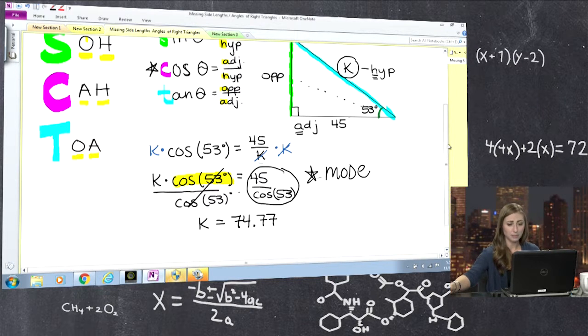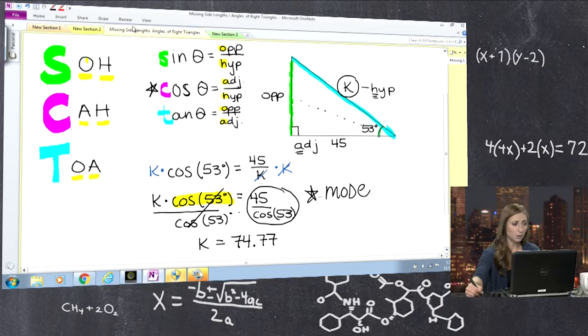So that means, back up to our triangle, that our hypotenuse, or K, is going to be 74.77 units based on this. So there's an example of a missing side length. I'm going to show you really quickly an example of a missing angle, and hopefully that will cover at least part of what these trig definitions can be used for.